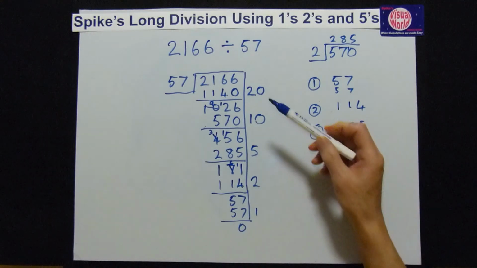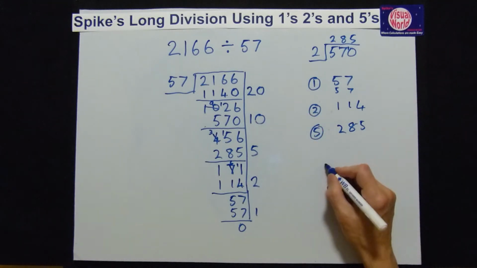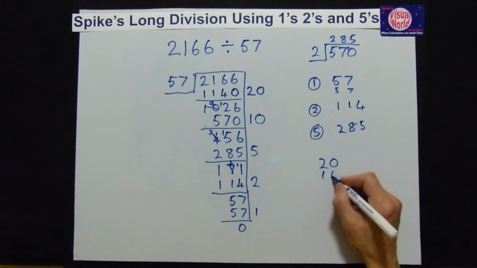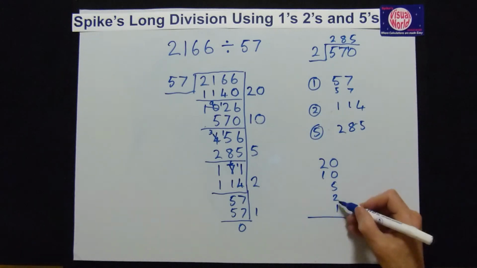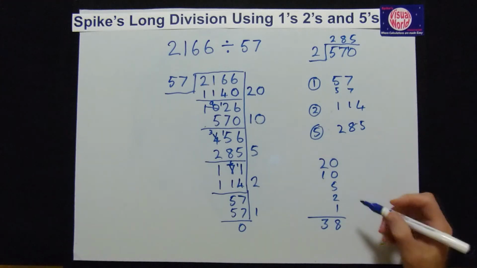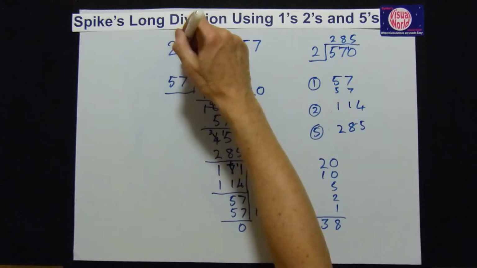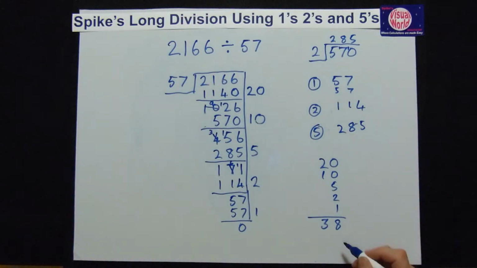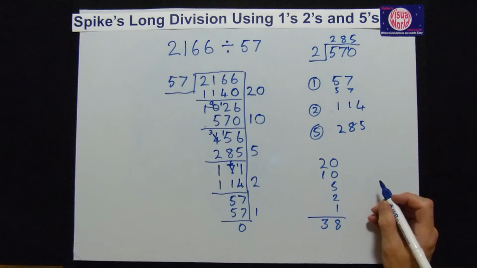So we now know how many we've got altogether. 20 plus 10 plus 5 plus 2 plus 1. So 20, 10, 5, 2 and 1. And our answer is 1, 2, we've got 8. So our answer is 38. And that's how easy it is. So 2,166 divided by 57 equals 38. So you can do long division without using your tables.